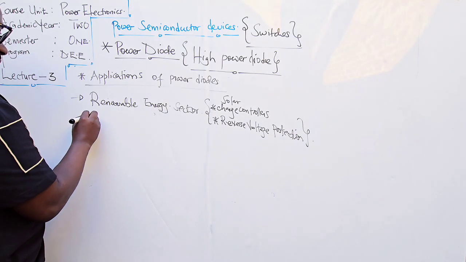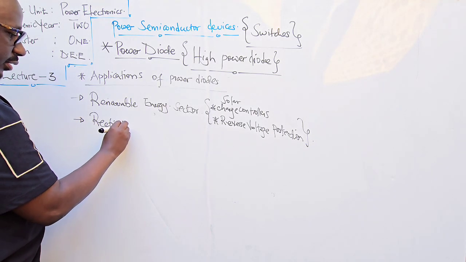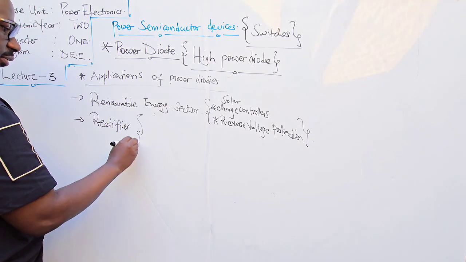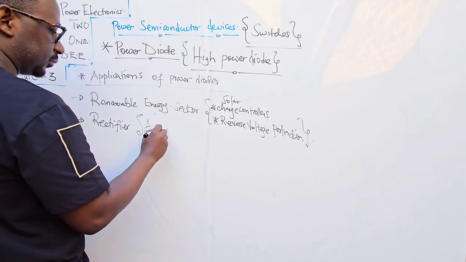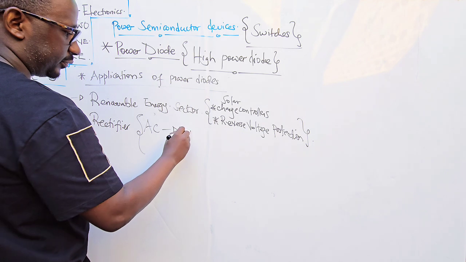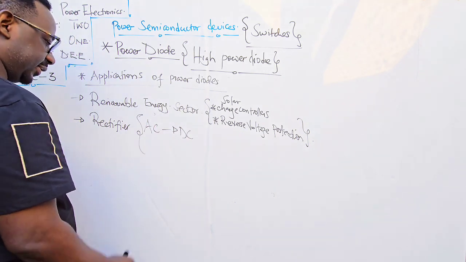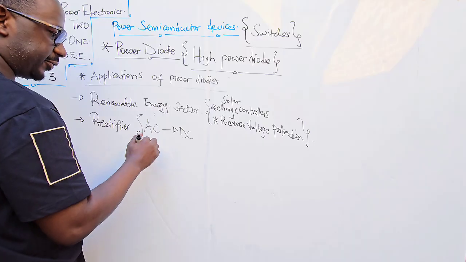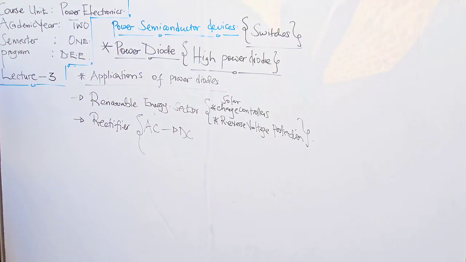So the other is in rectifier circuits. These circuits convert AC to DC. It could easily be single phase or three phase. These are rectifiers. They could be half wave rectifiers, full wave rectifiers, and more. But we use power diodes.